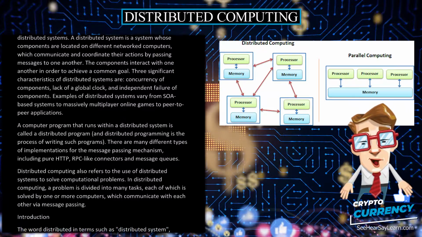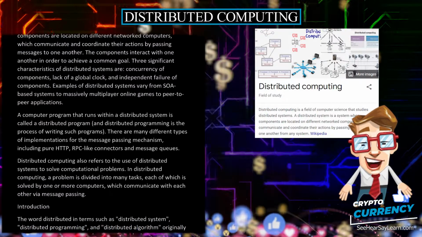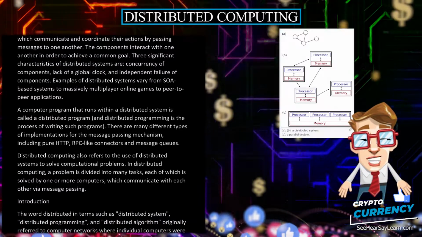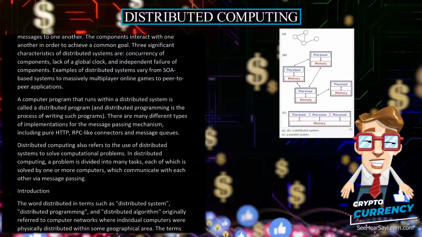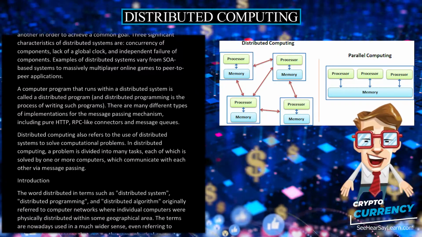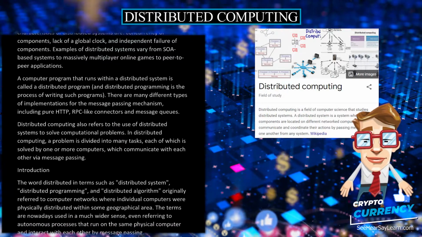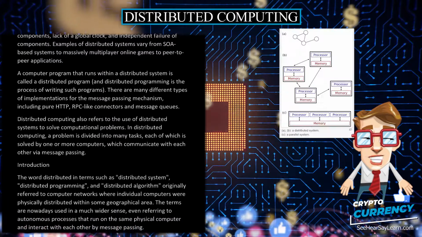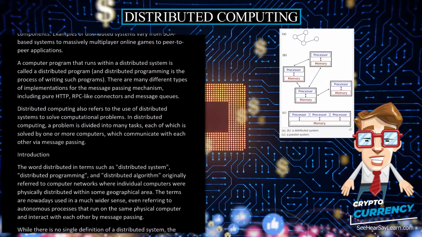A computer program that runs within a distributed system is called a distributed program, and distributed programming is the process of writing such programs. There are many different types of implementations for the message passing mechanism, including pure HTTP, RPC-like connectors and message queues. Distributed computing also refers to the use of distributed systems to solve computational problems.